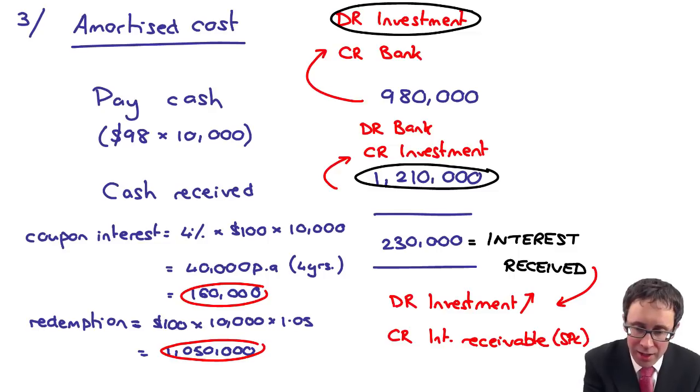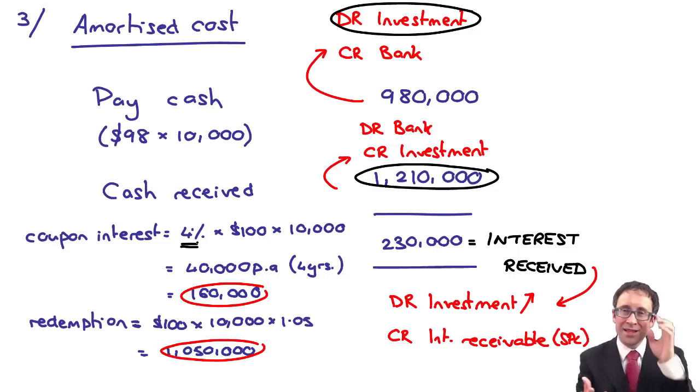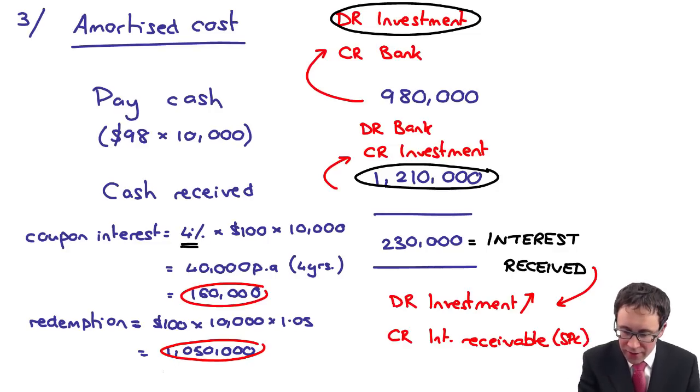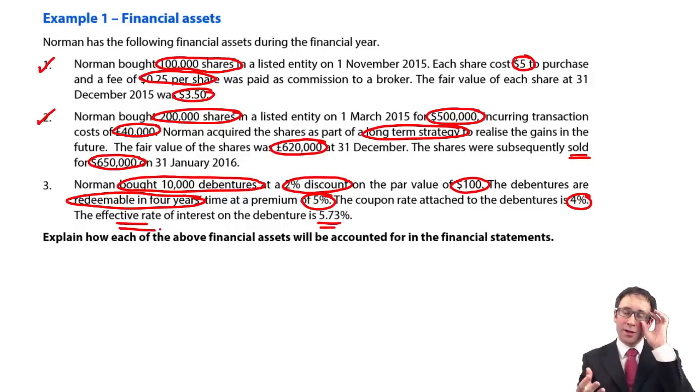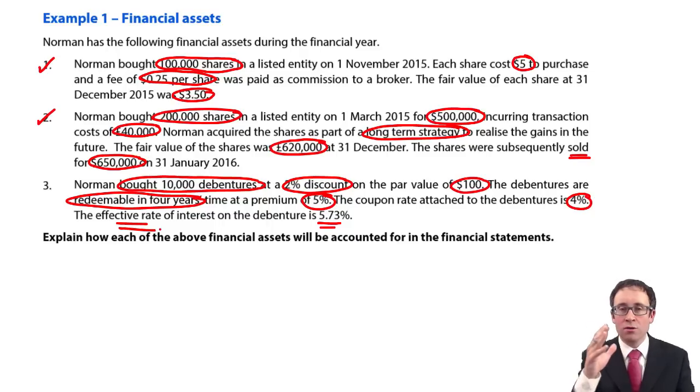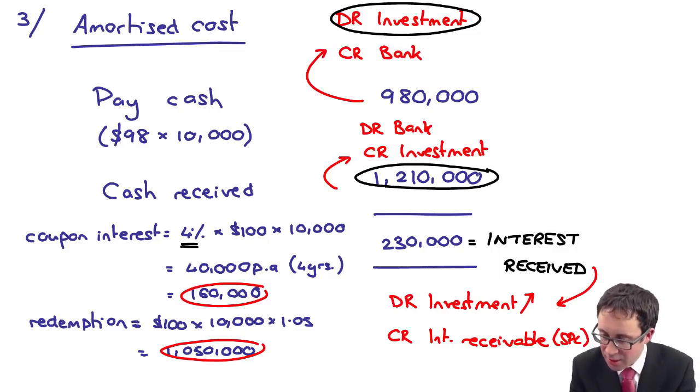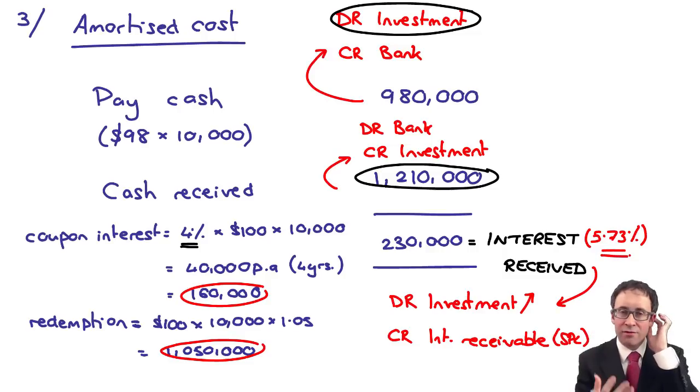So even though legally there is an interest rate of 4% on the debt, don't forget that there is also 5% that's received at the end. So what we need to do is look at what is referred to as the effective rate of interest. So what is the rate of interest that is implicit within this arrangement, and use that 5.73% to recognize this interest received. So that interest received will now be based upon the 5.73% effective rate.